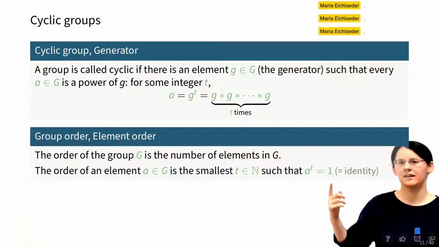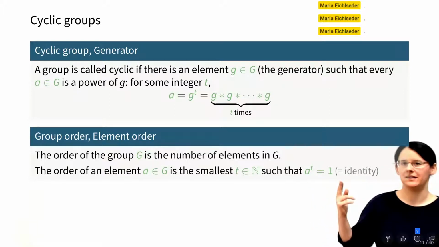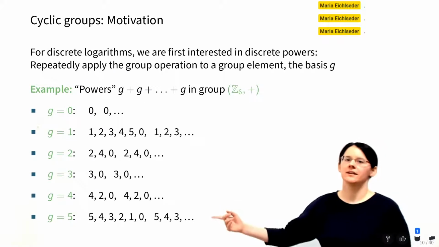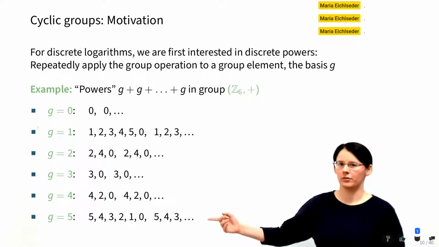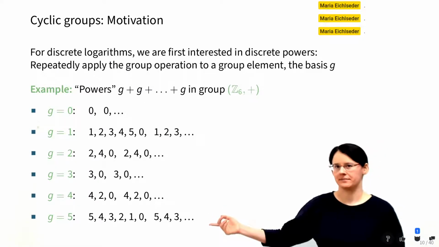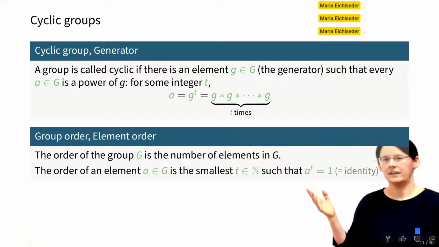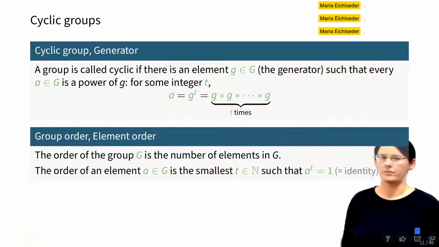Because as soon as I hit 1, I will start repeating, because the next element will again be a squared, and so on. So the order of an element is the size of the cyclic subgroup of the full group that it generates. And in particular, the order of the generator of a group is the same as the order of a group.